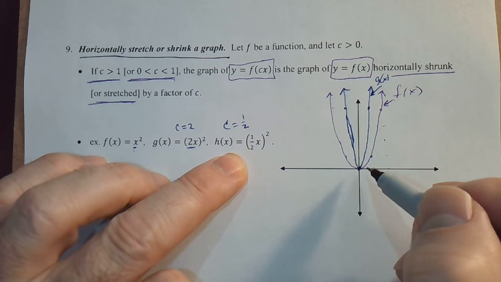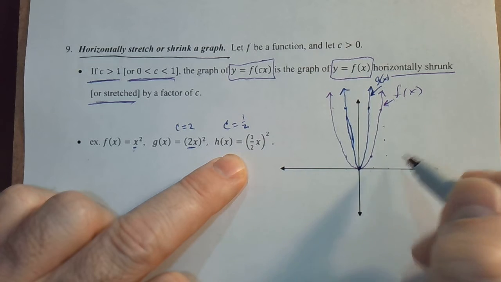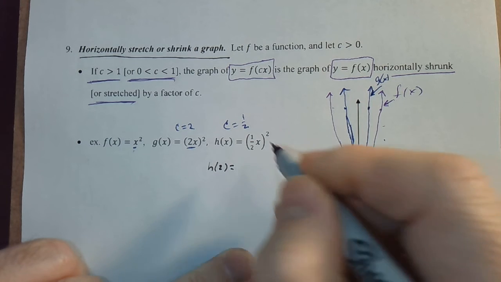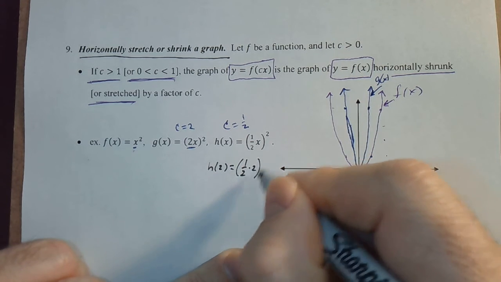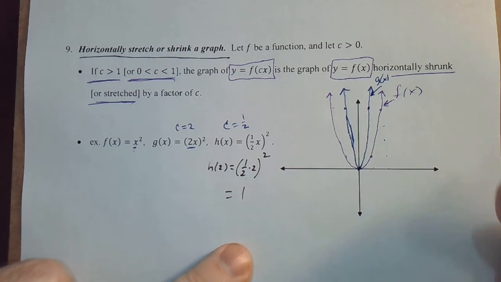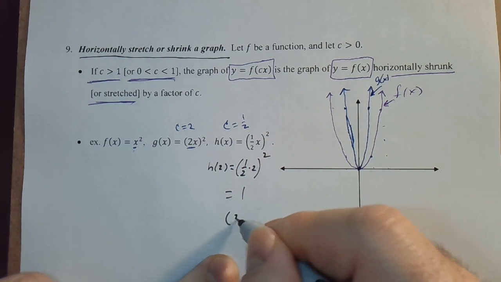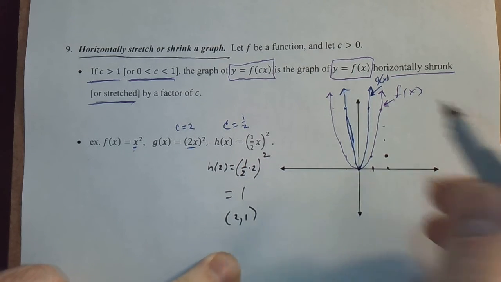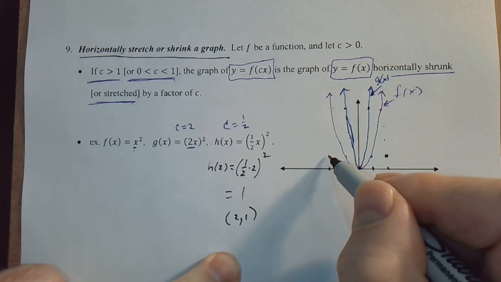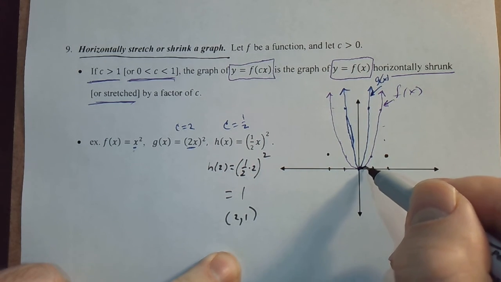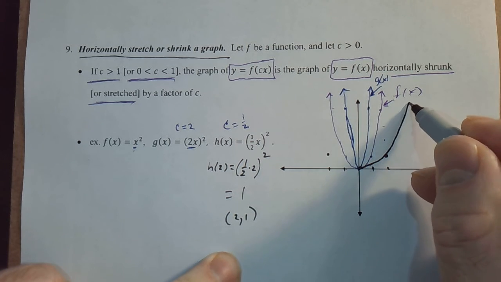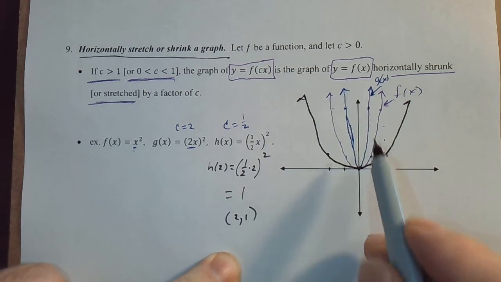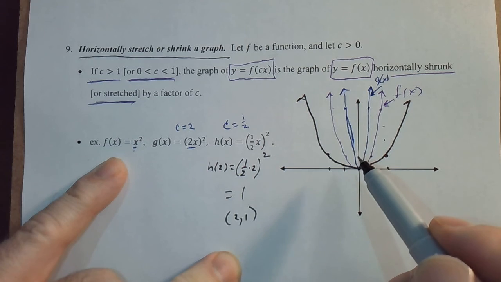Now, maybe we'll go out to 2, just to get one more point. What is h of 2? h of 2 is 1/2 times 2 squared, which is 1 squared, which is 1. So the ordered pair would be 2, 1. So 1, 2, 1. So you can see, and if we plugged in a negative 2, we'd get a 1. So you can see it's just going to be a flattened out, or I'm sorry, a horizontally stretched version of our original graph f of x equals x squared.